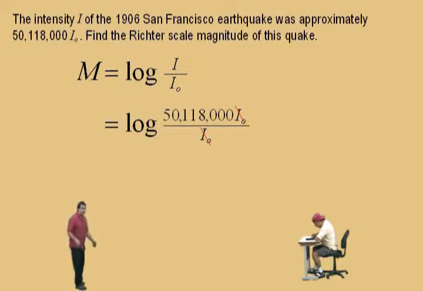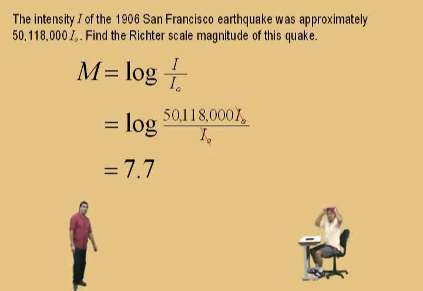This is a log base 10. You put it in your calculator, and what do you get, Charlie? We'll round to the nearest tenth. 7.7. That's right, 7.7. So it was a 7.7 magnitude earthquake on the Richter scale.